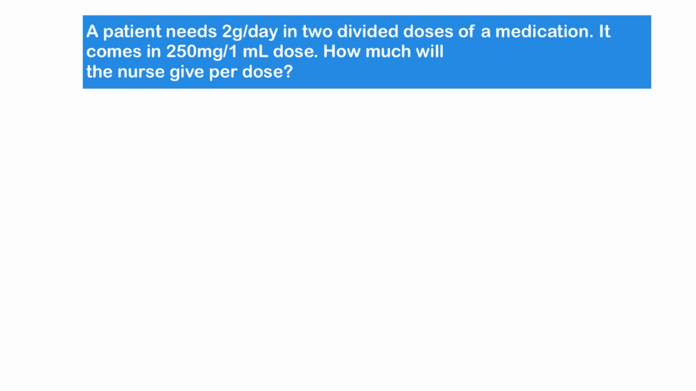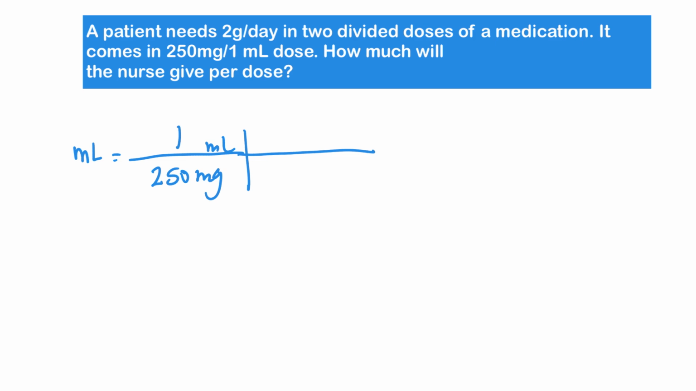All right, let's do this one. So we have a patient that is getting 2 grams per day in 2 divided doses of a medication. It comes in 250 per 1 ml. How much will the nurse give per dose? We're going to start with what we want. We want milliliters. Put that on top. What's available? Well, we have 1 ml that equals 250 milligrams goes with it.